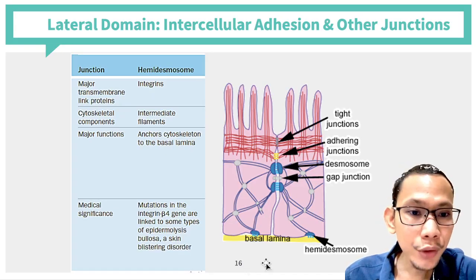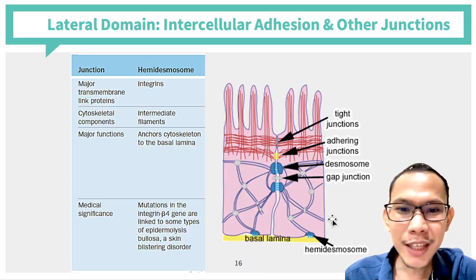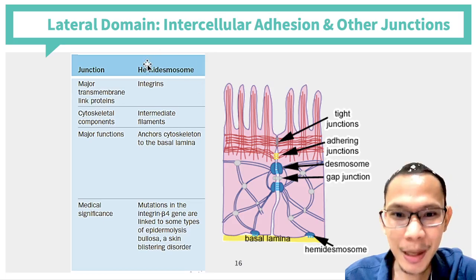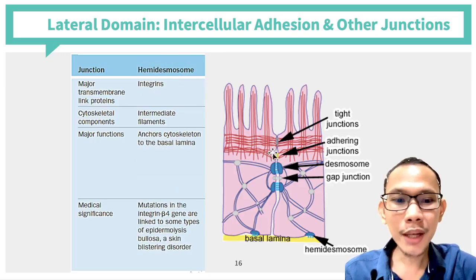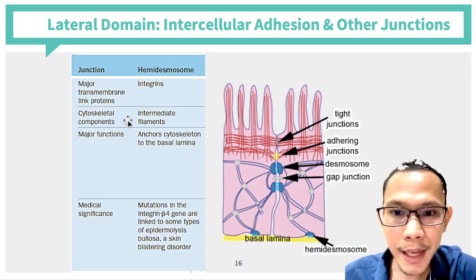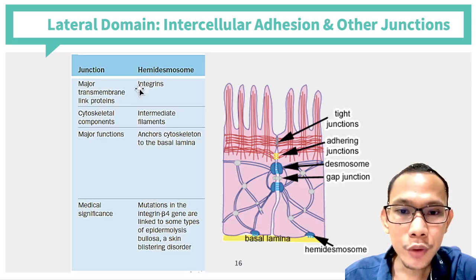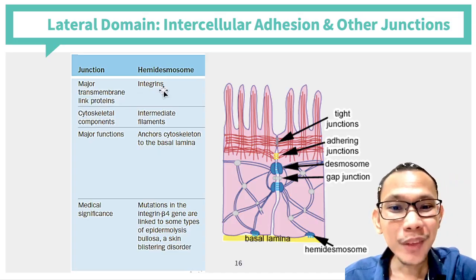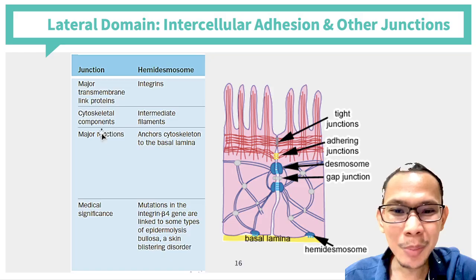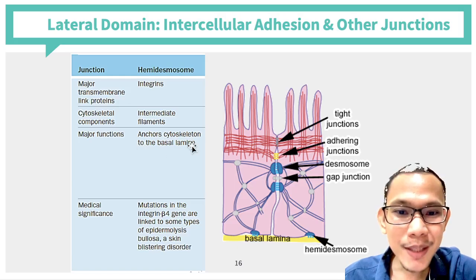Next, we have your hemidesmosome. Yung hemidesmosome natin, oy, familiar doc, yung desmosome na diniscuss natin. So, hemidesmosome ha, familiar, diba? There are similar names, desmosomes, and we have another one, your hemidesmosome. So, take note. Major transmembrane link protein will be your integrin. What will be our cytoskeletal components? That's gonna be your intermediate filament. What will be the major function? Ano kayang function nitong hemidesmosome? It will anchor now your cytoskeleton to your basal lamina.